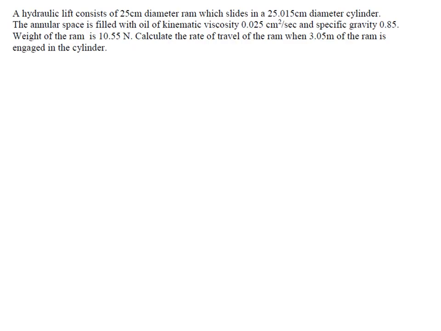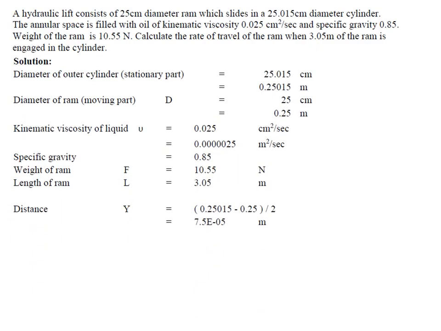So we have to calculate V here, when the length L, 3.05 meters, of the ram is engaged in the cylinder. So the data is here, the diameter. This is the outer cylinder, which is stationary, which is 25.015. Convert into meters. The moving part is the ram, so that is represented as D always, 25 centimeters, which is 0.25. Kinematic viscosity is given as 0.025 centimeters square per second, divided by 100 square to convert into meter square per second.